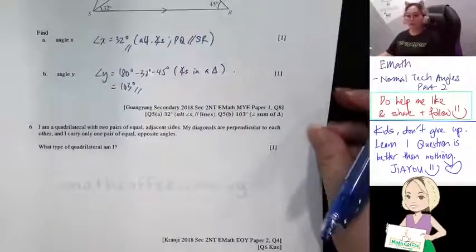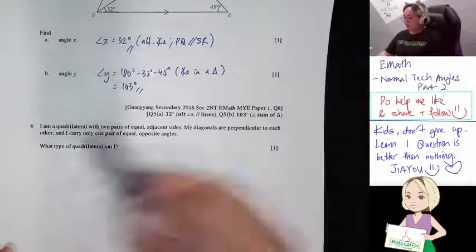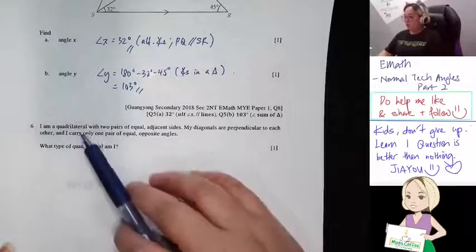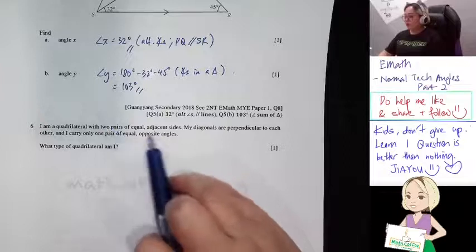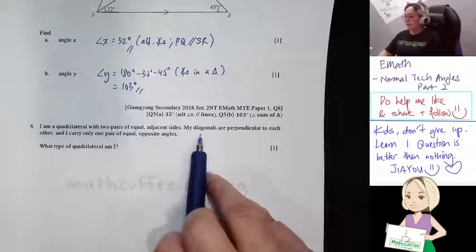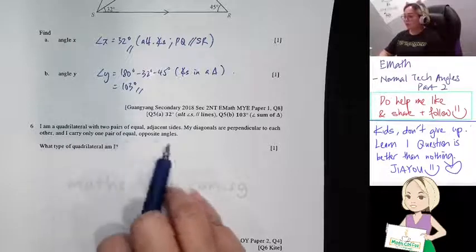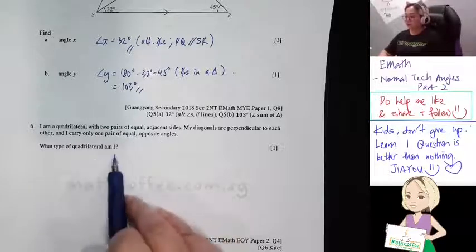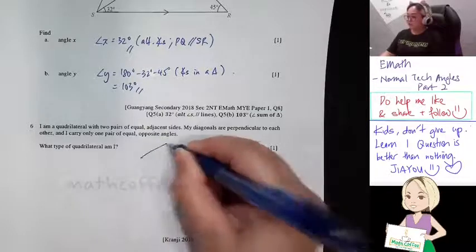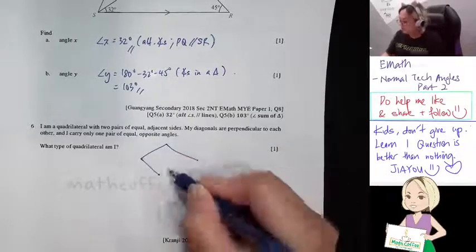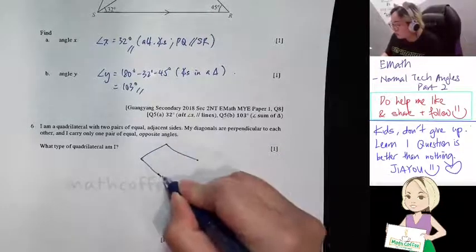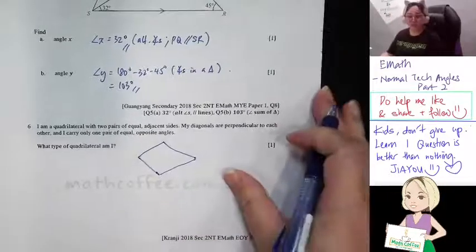Okay, let's move on. Wow, this one's so cute. I'm a quadrilateral with two pairs of equal adjacent sides. My diagonals are perpendicular to each other and I carry only one pair of equal opposite angles. What type of quadrilateral am I? Okay, this is a special quadrilateral that you all seldom see, but it is legit.